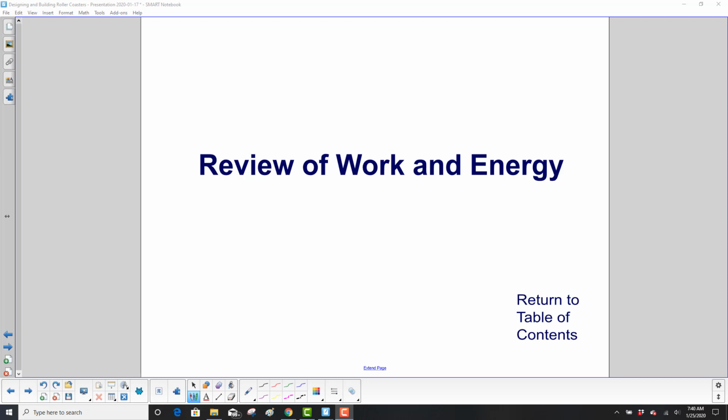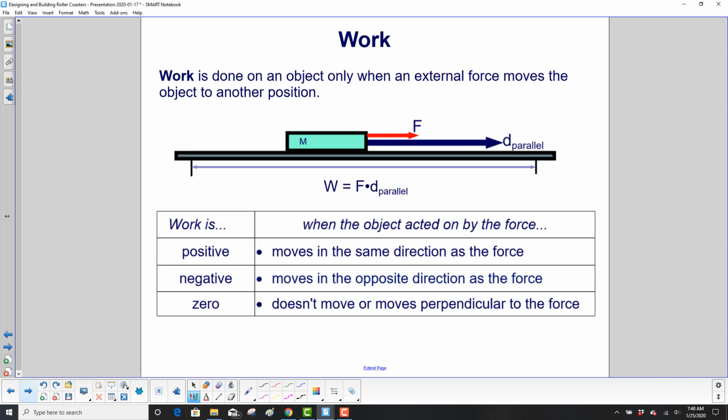Review of work and energy. Work is done on an object. So a couple things going on here. We have the definition of work here. It's done on an object only when an external force moves the object to another position.